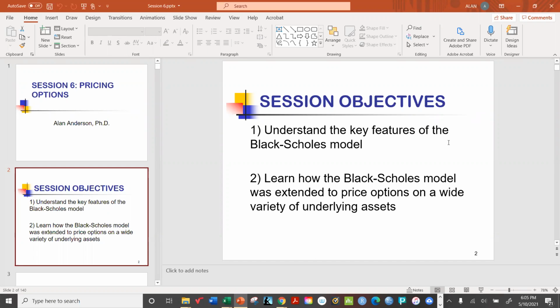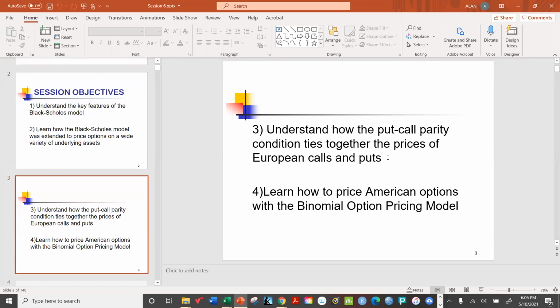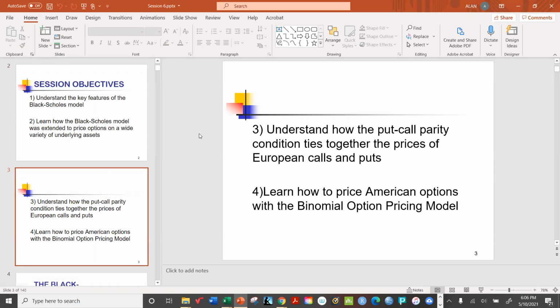So it was interesting and important, but it turned out later on that it could be extended to price just about any option out there except American options. Okay, that took a while. I mean, a lot more research was needed before it was demonstrated that Black-Scholes could be extended in a lot of different directions. We're going to see how that worked out. We're going to see how put-call parity ties together European calls and puts. We've already done some of this, but we're going to look at it again tonight.